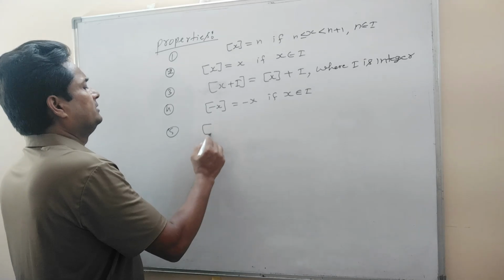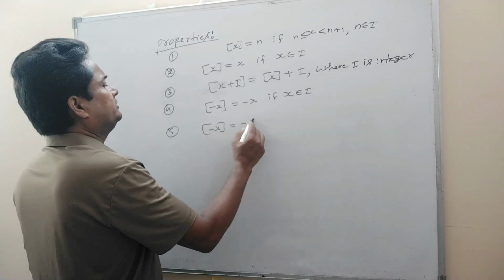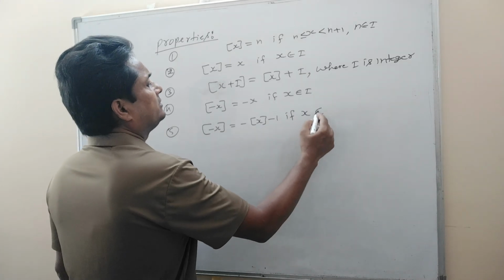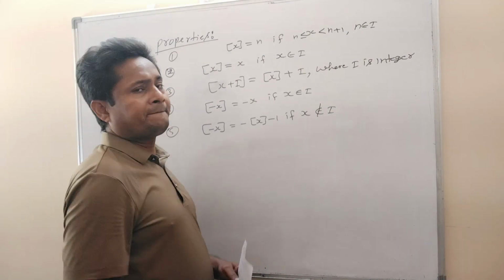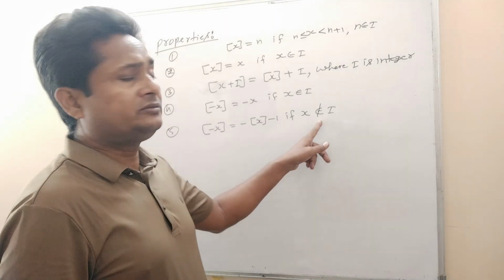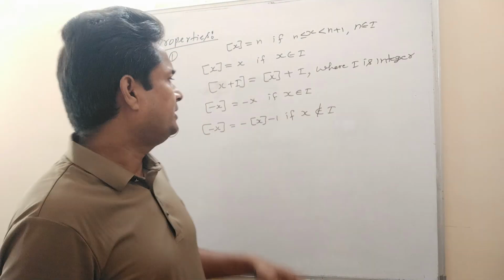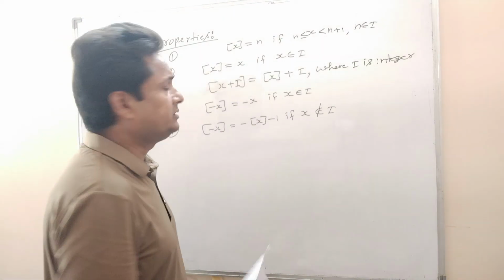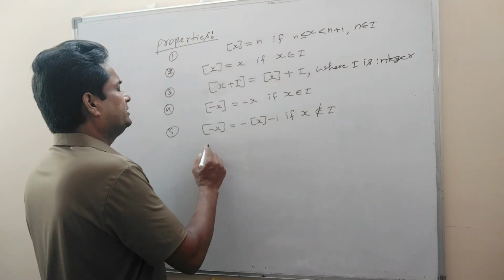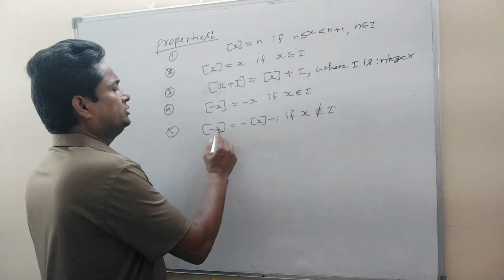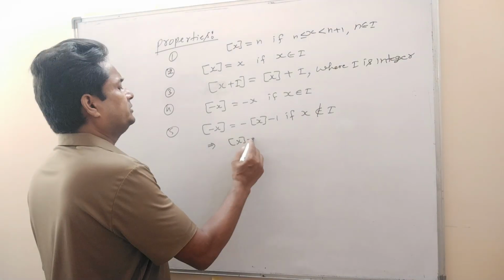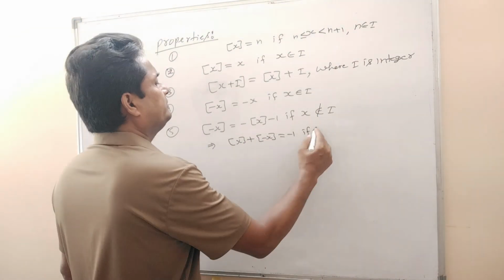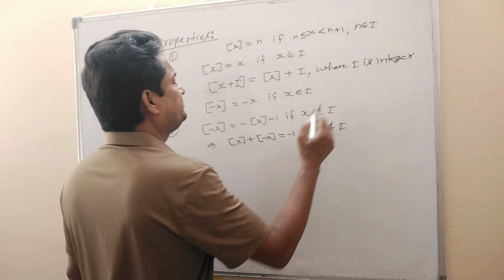Number 5, greatest integer of minus x is equal to minus of greatest integer x minus 1 if x does not belong to I. That means if x is a fractional number, then the answer will be minus of greatest integer minus 1. This property is also written as x plus greatest integer of minus x is equal to minus 1 if x does not belong to integer.